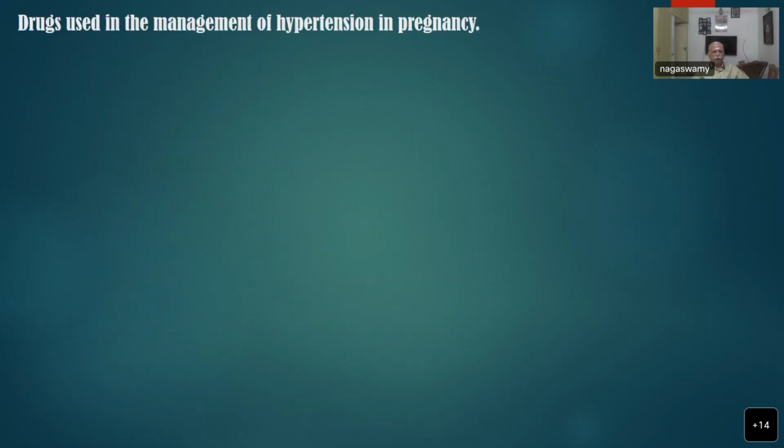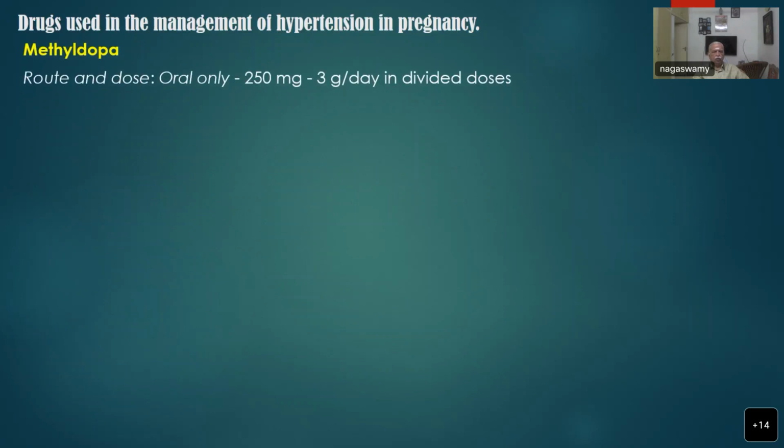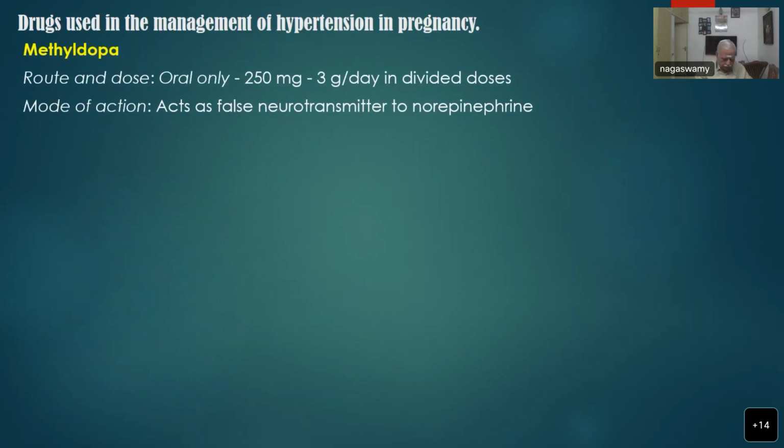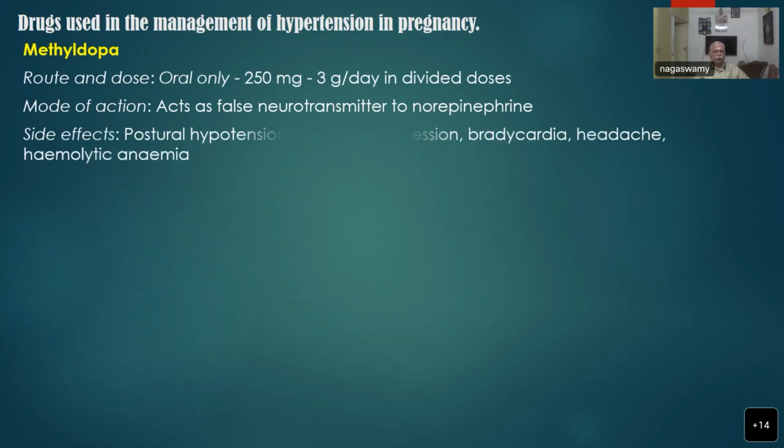So what are the drugs you use in the management of hypertension in pregnancy? Earlier we were using methyldopa, oral route, 250 milligram, up to 3 grams per day in divided doses. It acts as a false neurotransmitter to norepinephrine. Norepinephrine causes vascular constriction, but this is mimicking its structure and blocks the effect of norepinephrine. Side effects are postural hypotension, sedation, depression, bradycardia, headache, and hemolytic anemia.